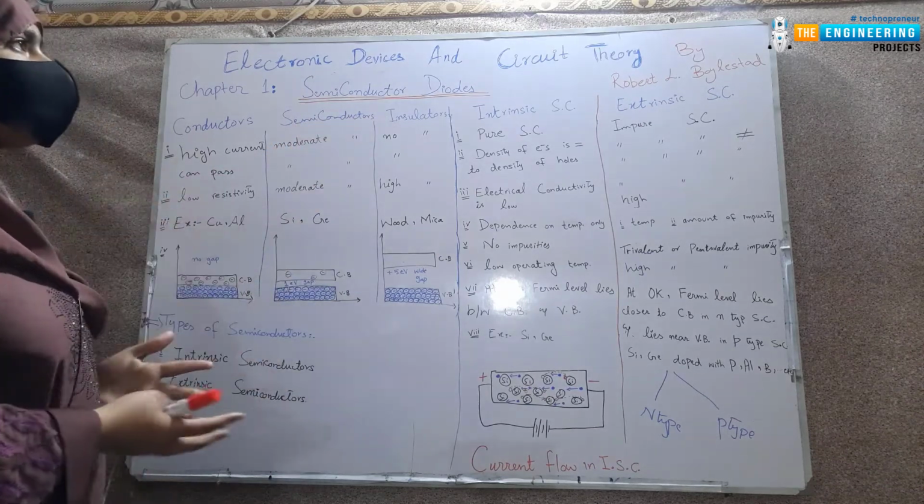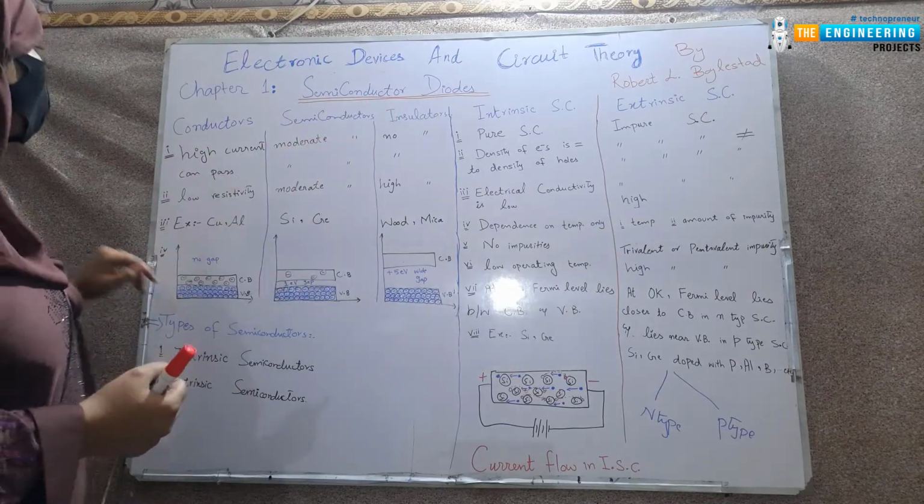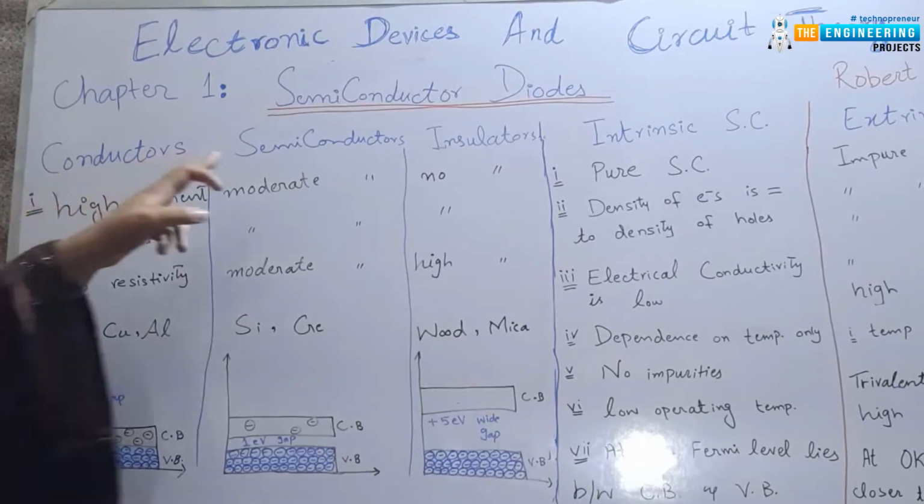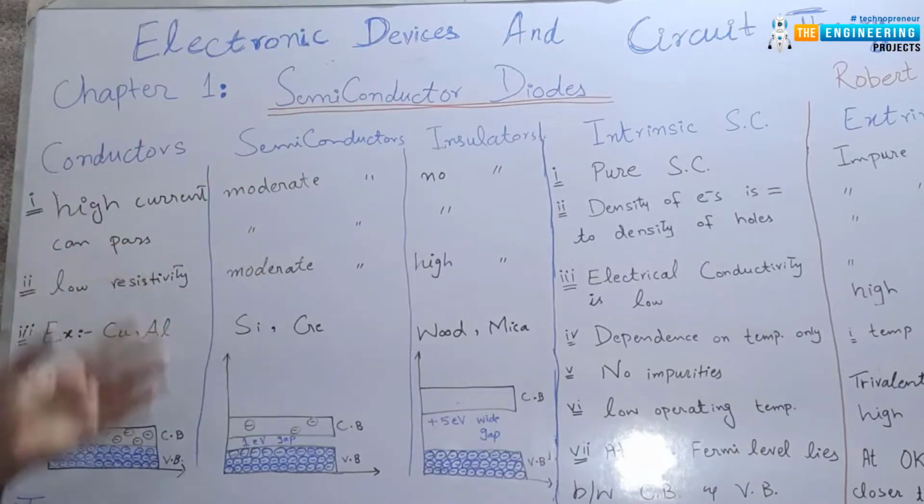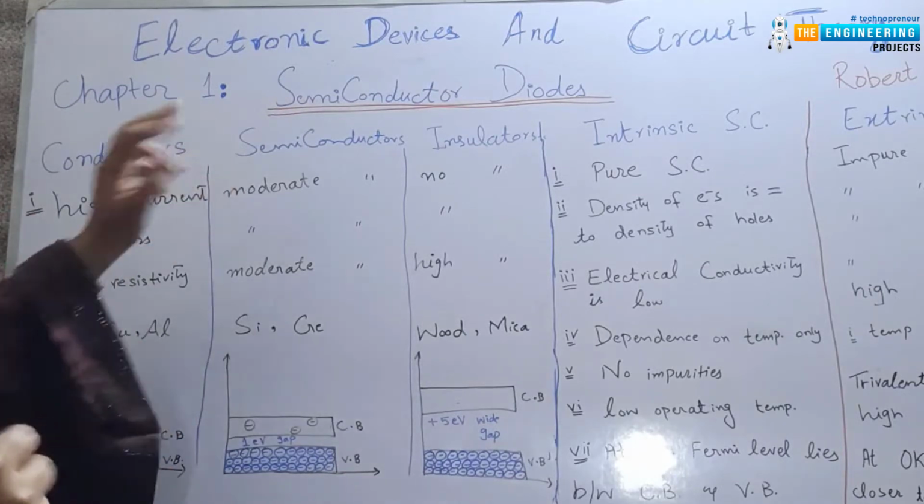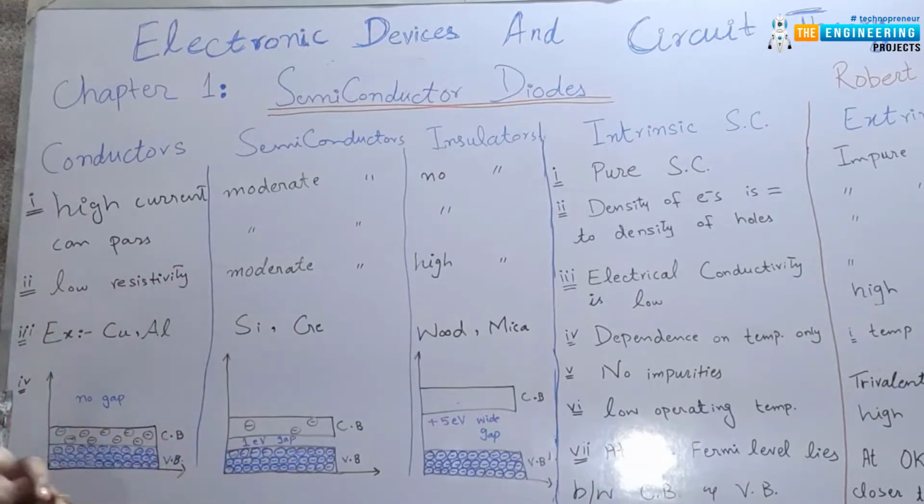What is the difference between conductors, semiconductors and insulators? Number one difference is that conductors can pass high current. When voltage is applied across a conductor, then high current can pass through it. For semiconductors, only moderate, normal current can pass when potential is applied across the semiconductor. For insulators, no current can pass.